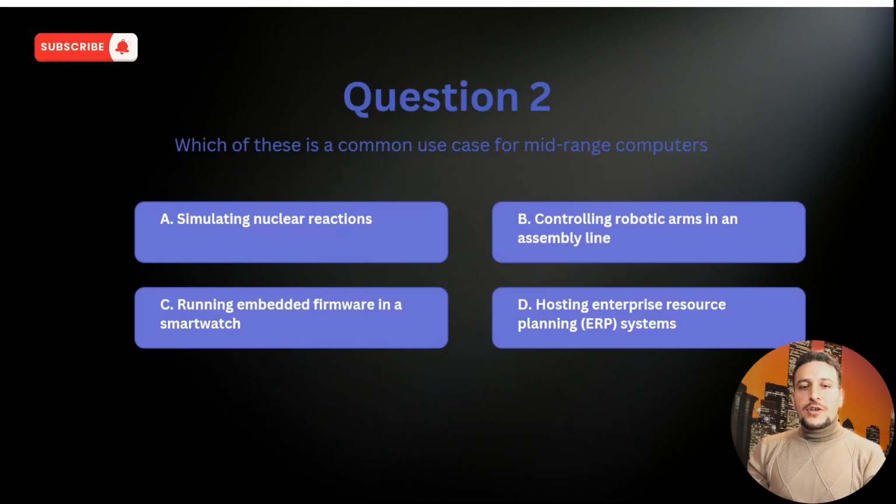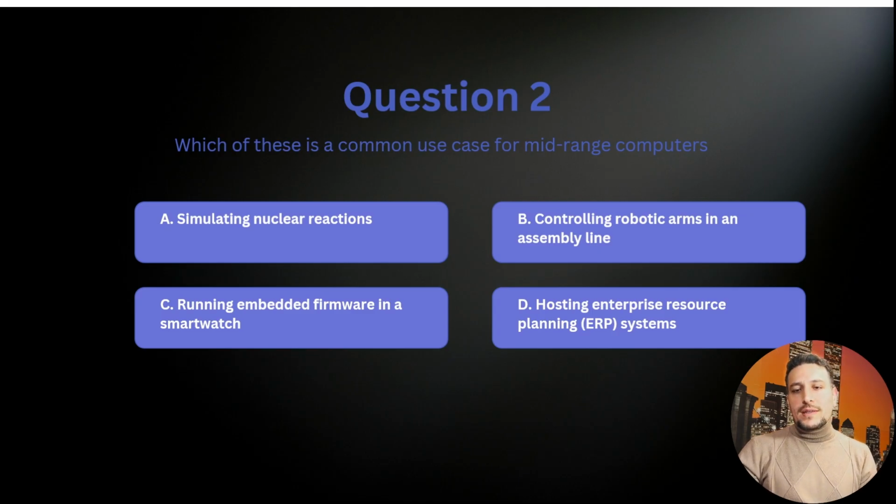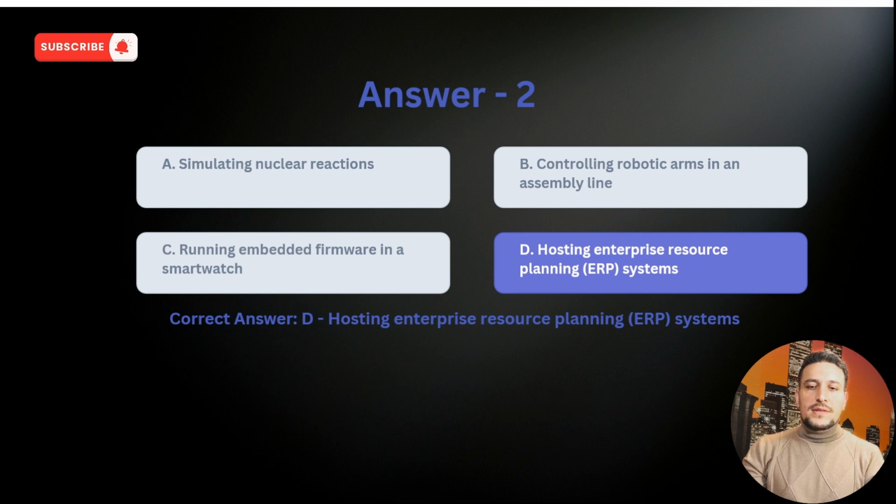Then the next question is, which of these is a common use case for mid-range computers? A, simulating nuclear reactions. B, controlling robotic arms in an assembly line. C, running embedded firmware in a smartwatch. D, hosting enterprise resource planning or ERP systems. So the answer to this is, of course, D, hosting enterprise resource planning or ERP systems.